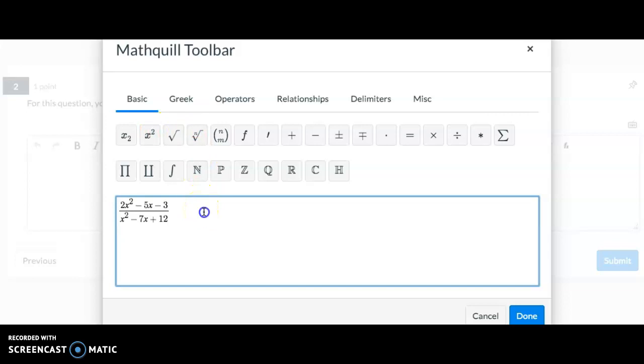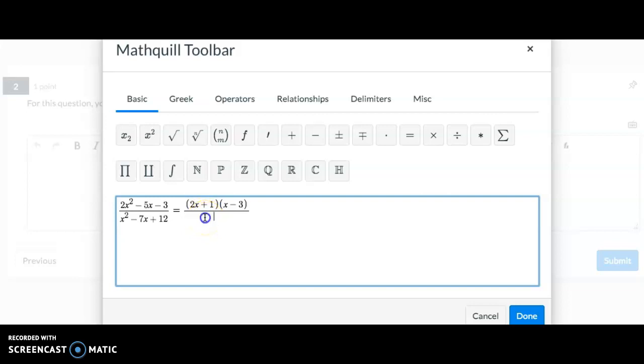Now if you just click behind it, the cursor will move behind it, and we can put equals, and now move to the next step. So the next step would be to factor it. So I'm going to hit that fraction key again, make a fraction, and then write what it would be if I factored it. So the numerator would be parentheses 2x plus 1, close the parentheses, and then x minus 3.